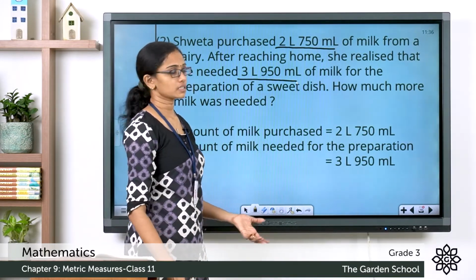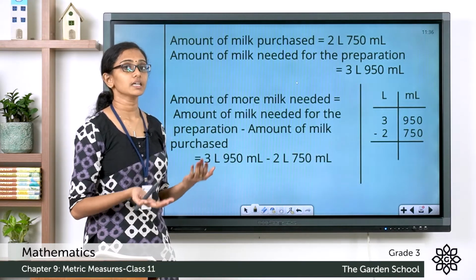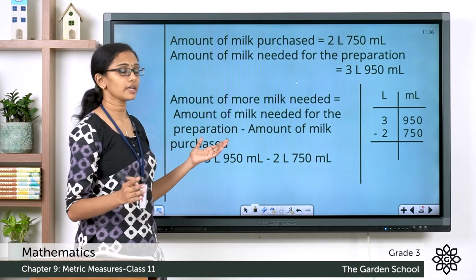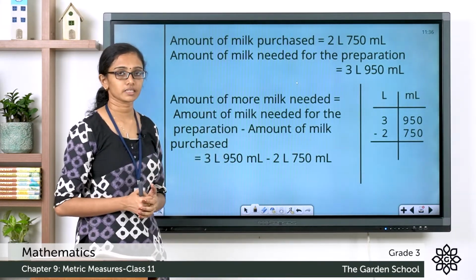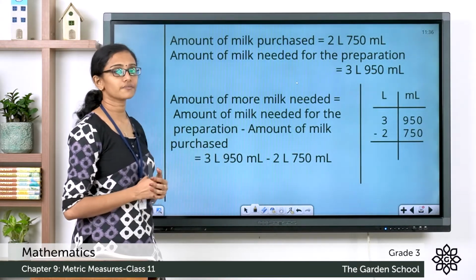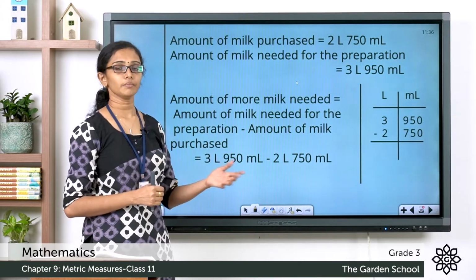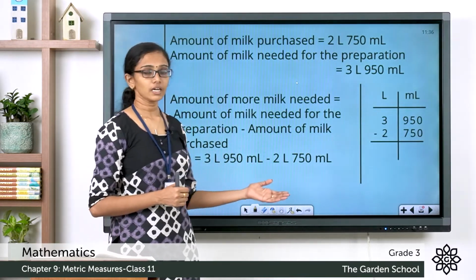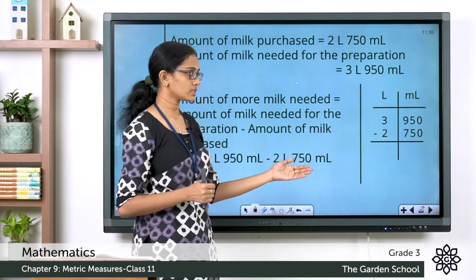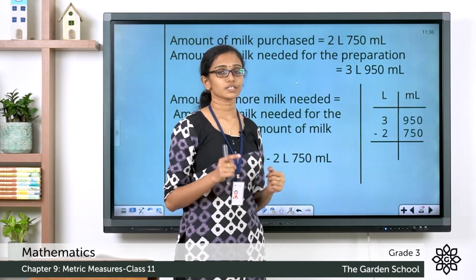Now, what is the difference? The amount of more milk, how much more milk is needed, that is equal to the amount of milk needed for the preparation minus the amount of milk she purchased. So, substituting the measurements, we have 3 liters 950 milliliters minus 2 liters 750 milliliters. So as earlier, first we have brought down the given measurements in proper columns of units. The units here are liters and milliliters. Liter is the larger unit and milliliter is the smaller unit.